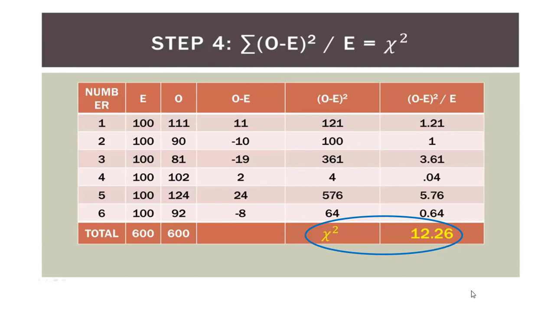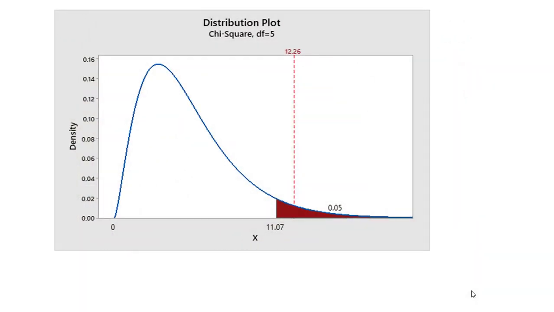Now, the question is this: is this within the acceptable variation that we have for the die, for the throws of the die? So in that case, notice that we need to go to a chi-square distribution plot, and here we have calculated the critical value for our data. The critical value is 11.07.